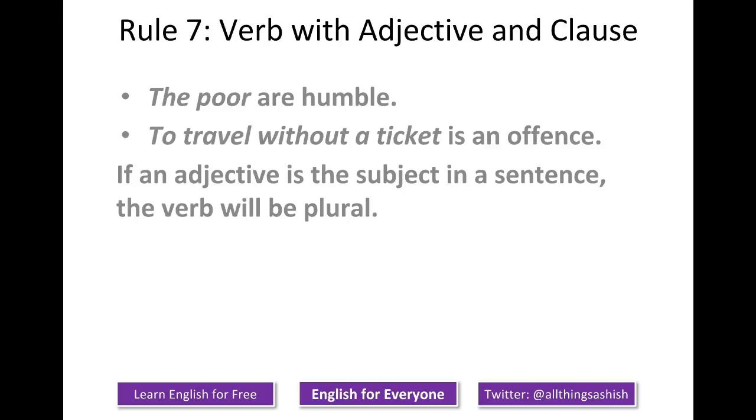So there, of course, we had two different adjectives connected by and thus we had a plural verb. But if you have just one adjective as the subject in a sentence, please use the plural verb as well, because you're referring to the whole class of people.